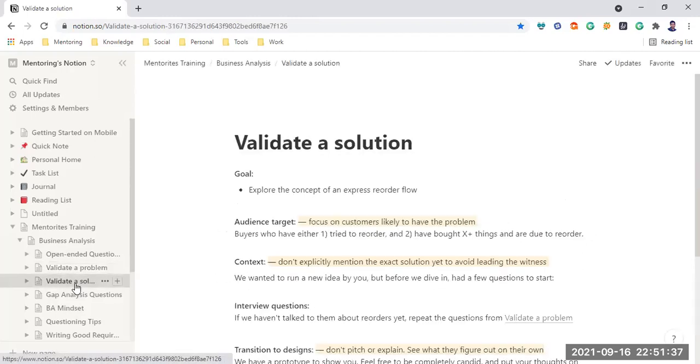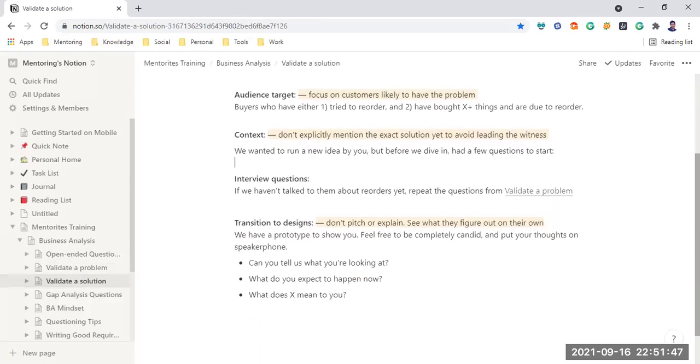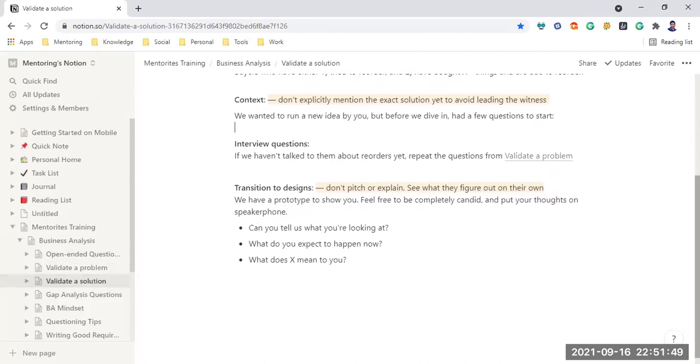Okay, the next one is on the solution. Same thing: you create a goal, the target audience, and the context, and then you ask questions like these: can you tell us what you're looking at, what do you expect to happen now, and what does X mean to you?